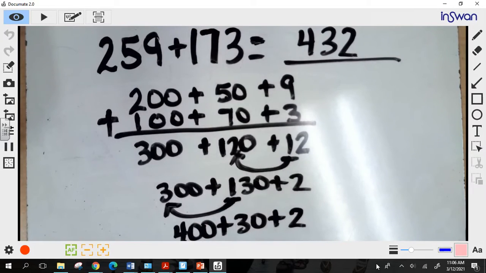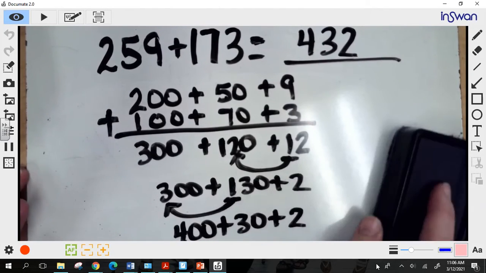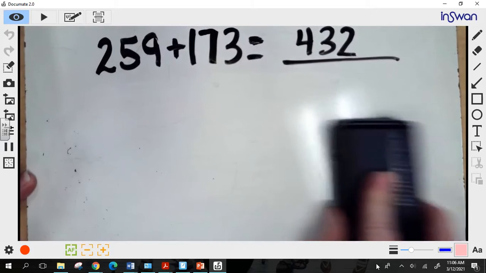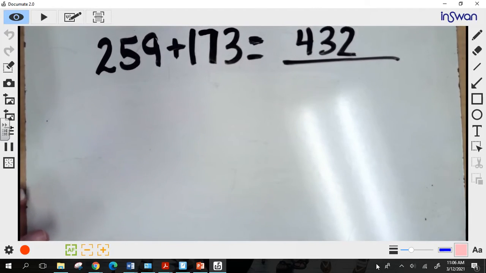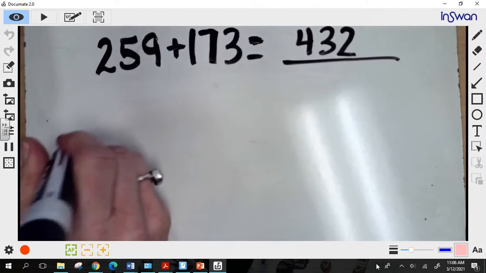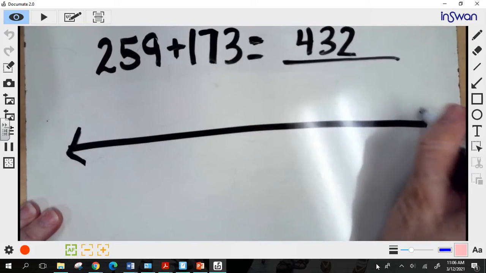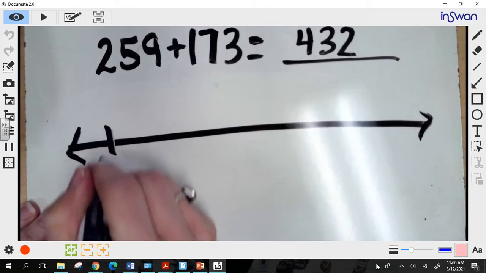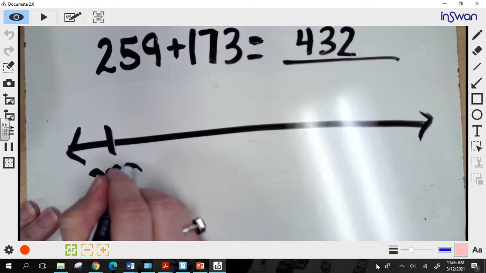Make sure you've written this in your journal. Now, usually we're not going to regroup twice. We might just once, but sometimes you will. Now, if you like the number line, watch this one. If you don't like the number line, I will let you move ahead to the next problem. But for those who like the number line, let's go ahead and draw that out. So I have my 259.